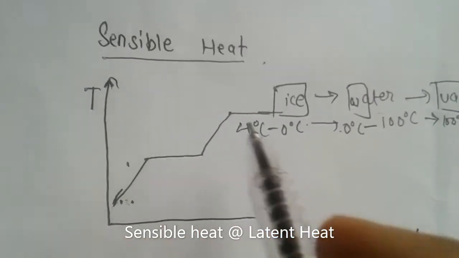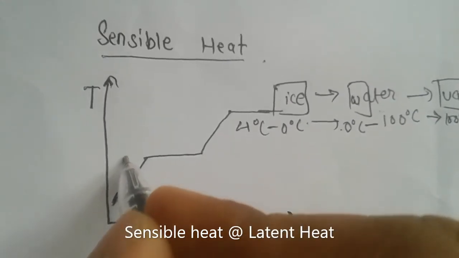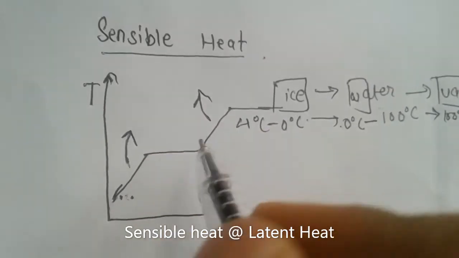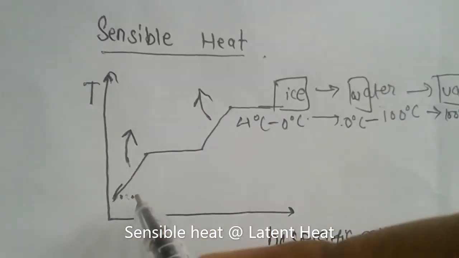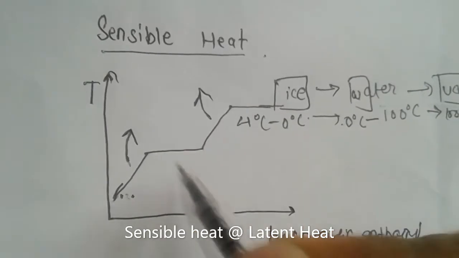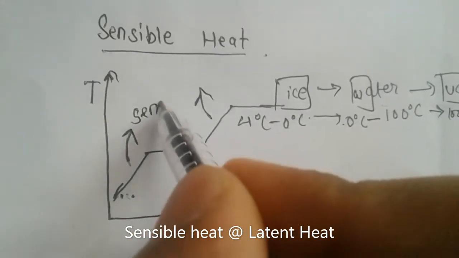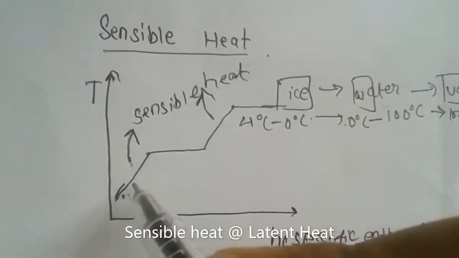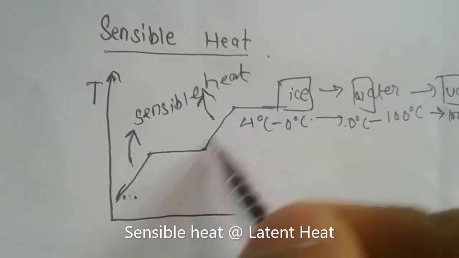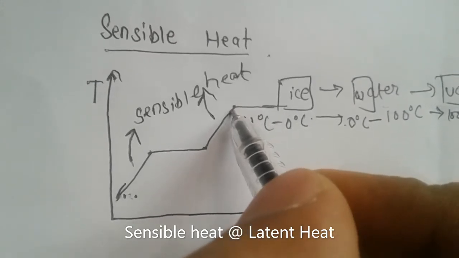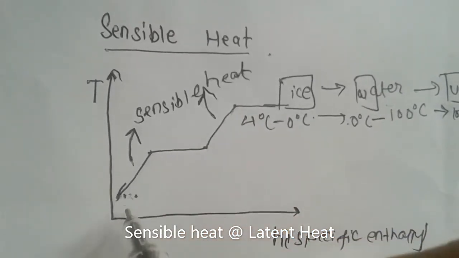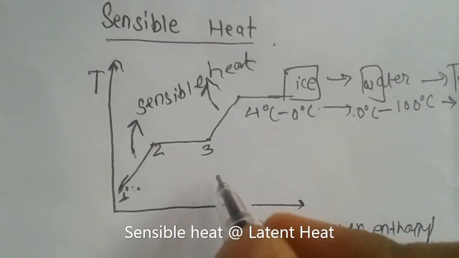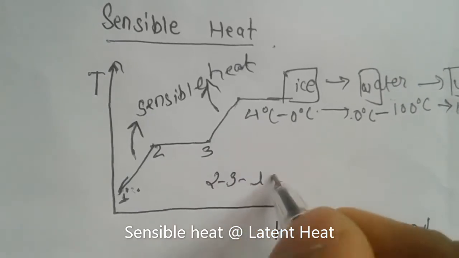Then what is sensible heat? The heat which causes the temperature to change is called sensible heat. And these are our sensible heat. From here to here it is sensible heat, and from here to here is sensible heat. Then what is 2 to 3? 2 to 3 is our latent heat.